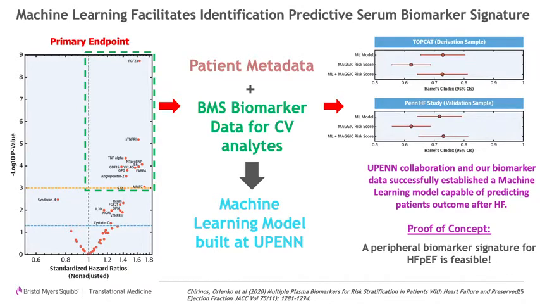Overall, this work has presented tantalizing evidence that a plasma biomarker signature for HFpEF is achievable and may outperform current methods for assessing risk or can be effectively combined with them. BMS and UPenn are now part of a worldwide heart failure consortium that aims to validate those findings in 13 international cohorts with more than 5,000 patients.